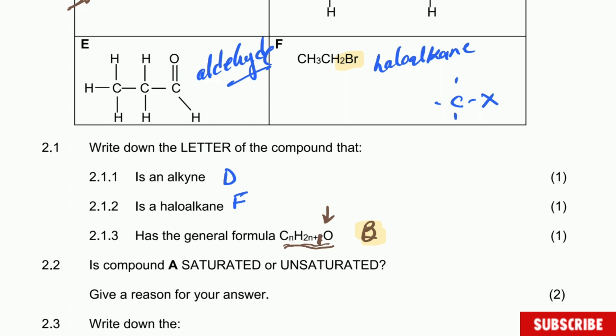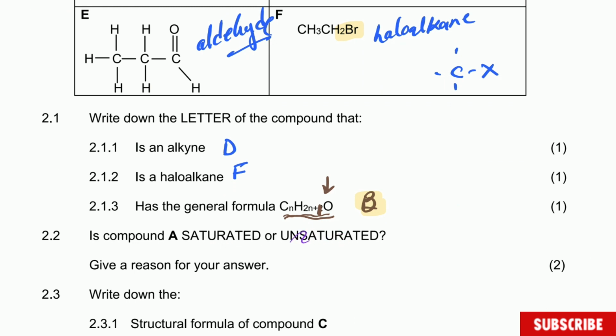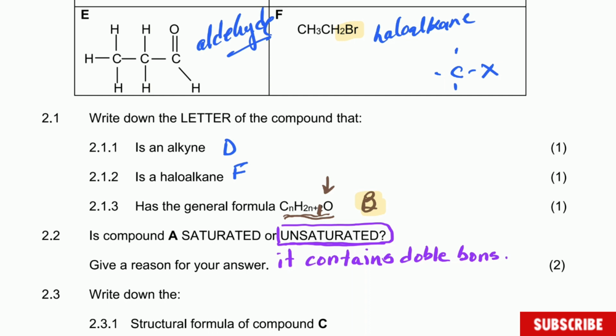Is compound A saturated or unsaturated? Give a reason for your answer. So we go to compound A. Compound A is an alkene. The functional group of an alkene is carbon double bond carbon. Let's fix this bond there. There we go. That one is an unsaturated hydrocarbon. It's unsaturated because it has a double bond between the carbons. So A is unsaturated. Give a reason for your answer: there is a double bond between carbon atoms. That is the explanation. It is unsaturated because it contains a double bond. If they say hydrocarbon, then it's a double bond between carbon atoms. But they don't ask for hydrocarbon, they ask for a general compound.